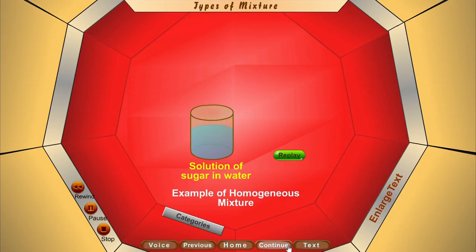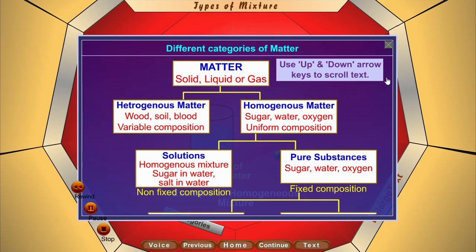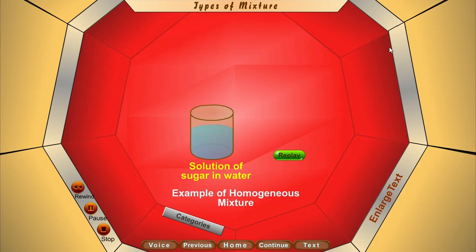Mixtures are classified into 2 types: homogeneous and heterogeneous mixtures. Homogeneous mixtures. Homogeneous mixtures have the same composition throughout the sample. It has no visible boundaries of separation between the various constituents. For example, salt solution.